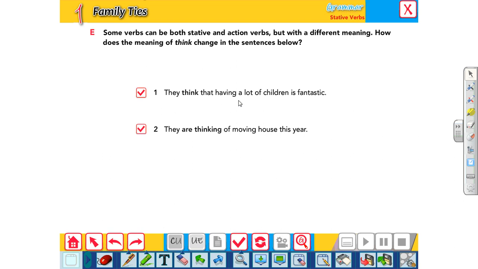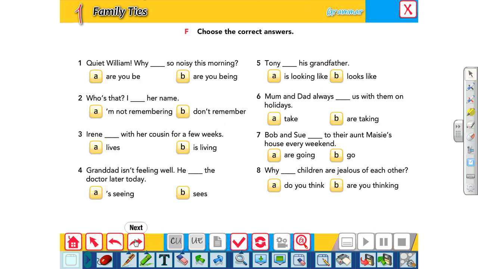They think that having a lot of children is fantastic. I gave you an example about think. Here think means what? Is it believe or consider? Believe, to have an opinion. They are thinking of moving house this year. Here it means consider. Let's move to the next exercise.